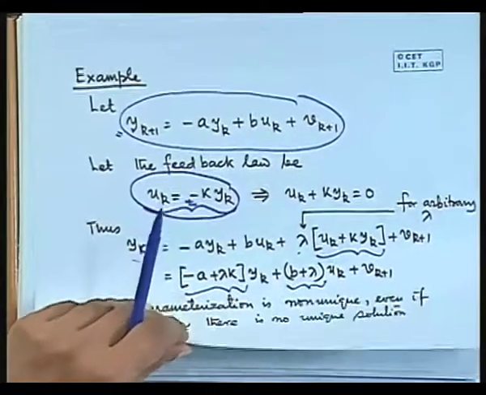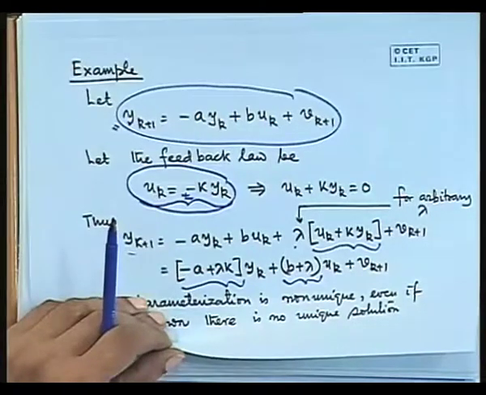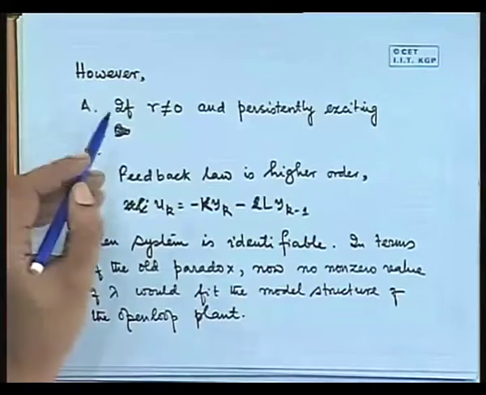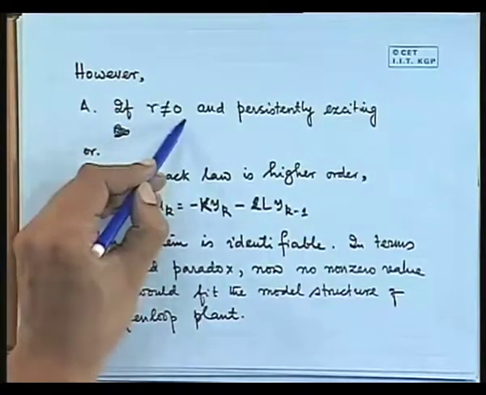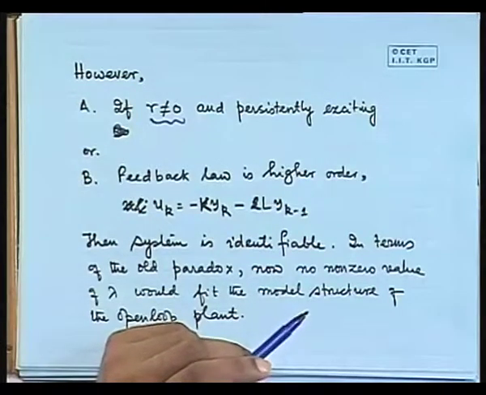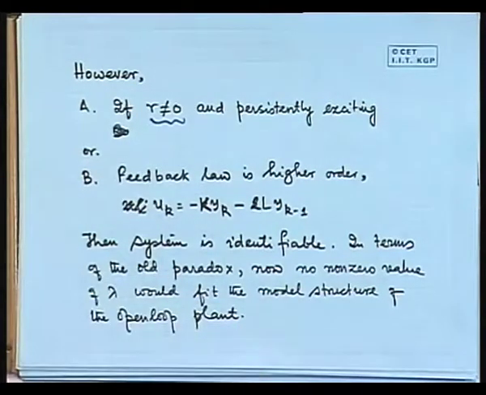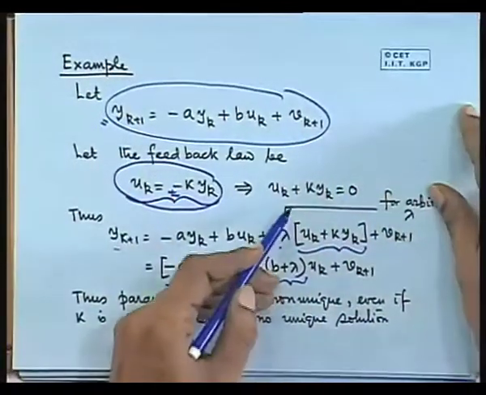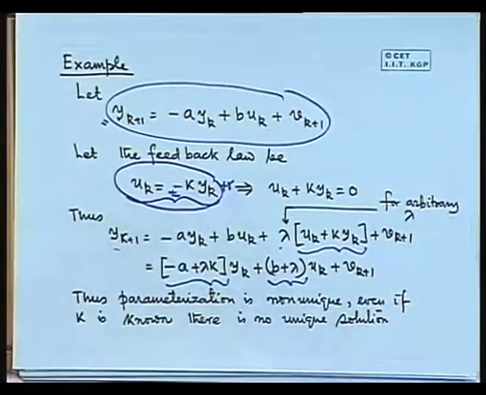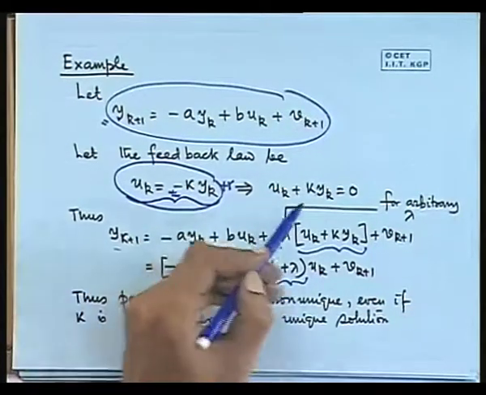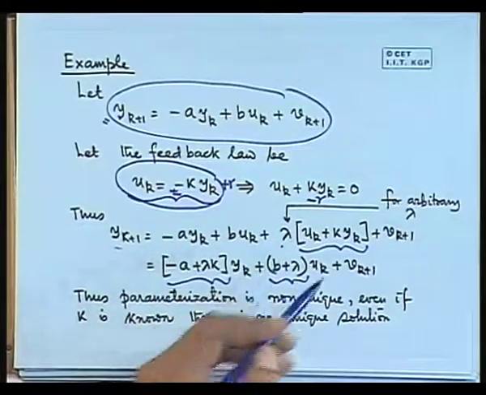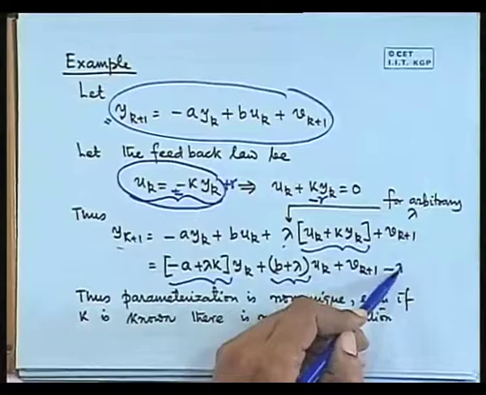So what are you going to do? You can do several things. For example, this does not happen if R is not equal to 0. Because if R is not equal to 0, then in this model structure, suppose you had R, then you will have an R here, and you will have an R here. If you substitute, you will get a minus lambda R.